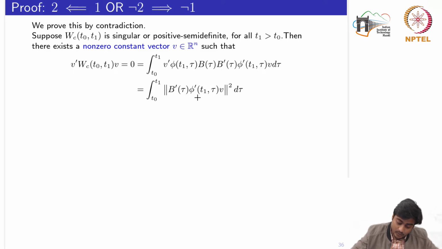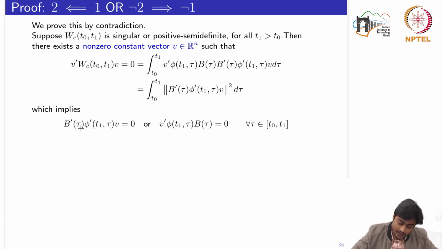Now using one of the properties of the norm, that if it is equal to 0, it will only be equal to 0 if the matrix or the vector inside the norm itself is 0, which implies this is 0, or I could take the transpose of this part and conclude this one. So I would have B transpose phi into v equal to 0, for all time tau lying inside the interval t0 comma t1.